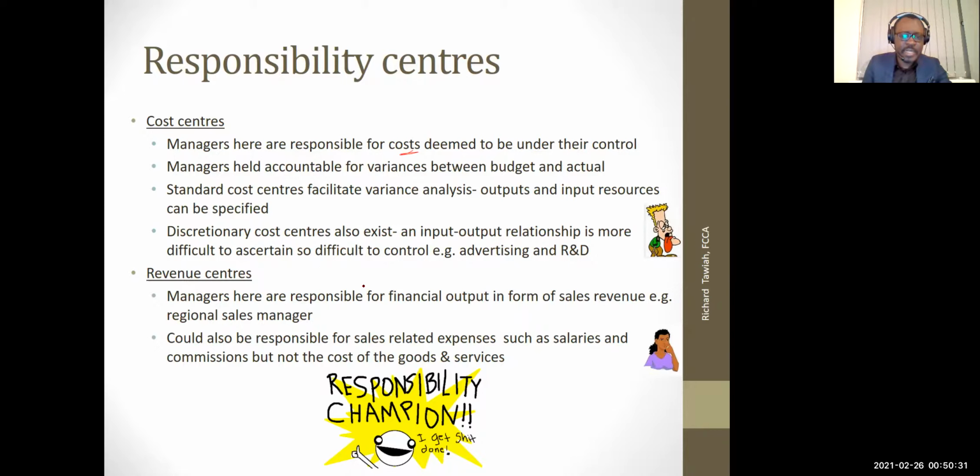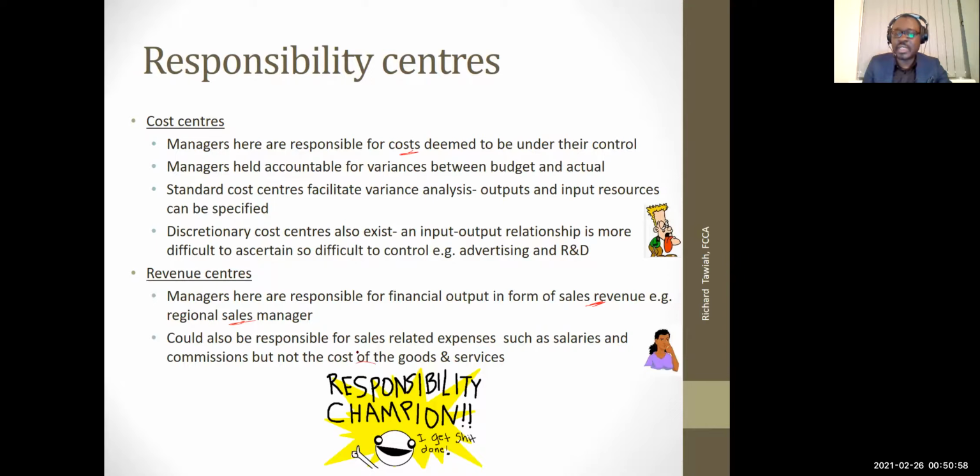Revenue centers: managers are held responsible for financial output in the form of revenue typically. So a regional sales manager, a divisional sales director. So we're looking for revenue. Of course, they also incur some cost, but that one will be held under the control of the cost manager. They could also be responsible for sales related expenses, but not the cost of goods and services.